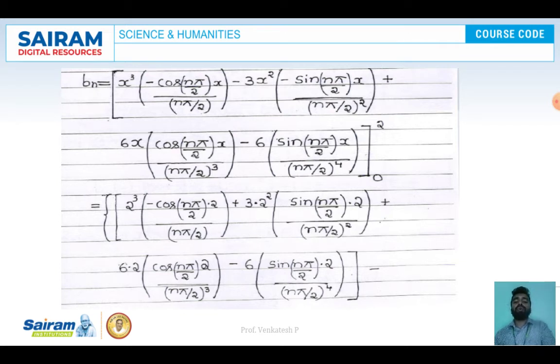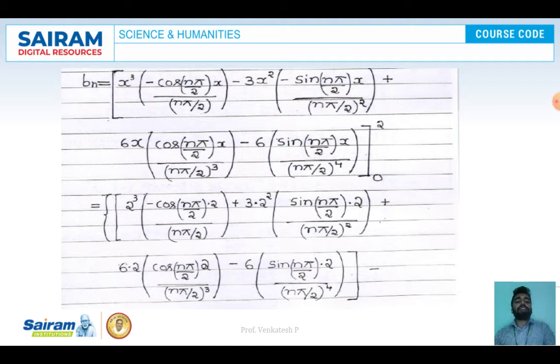So now applying the upper limit, replacing all x terms by 2, we got 2 cube into minus cos(n pi by 2) into 2 by (n pi by 2), plus 3 into 2 square sin(n pi by 2) into 2 by (n pi by 2) whole square, plus 6 into 2 into cos(n pi by 2) into 2 by (n pi by 2) whole cube, minus 6 into sin(n pi by 2) into 2 by (n pi by 2) whole power 4.